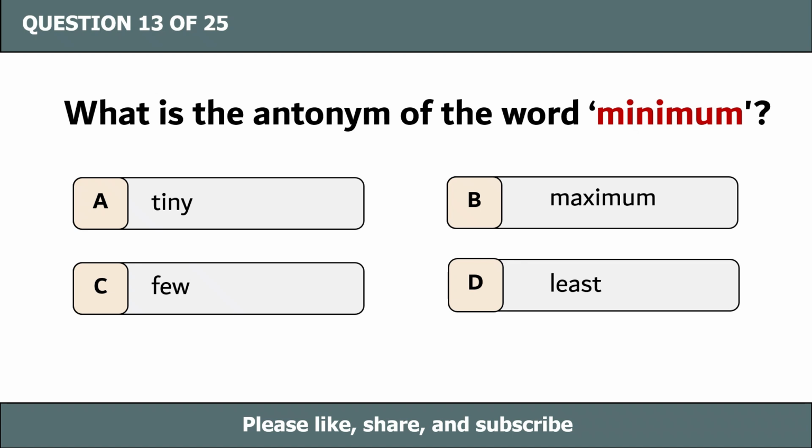Question 13. What is the antonym of the word minimum? The correct option is B. Maximum.